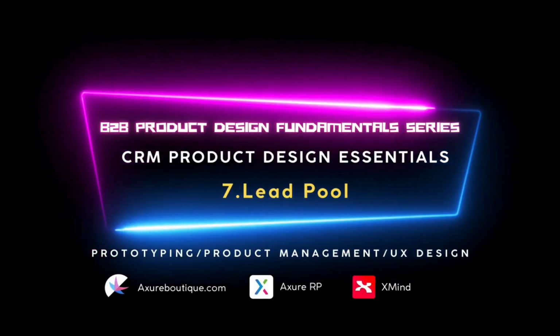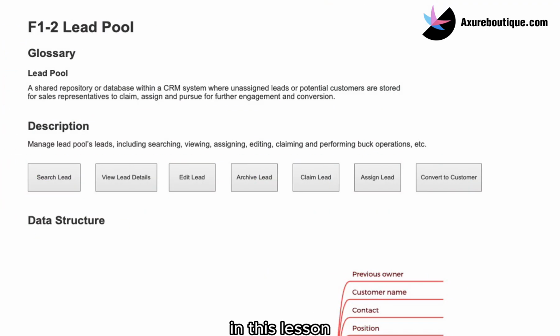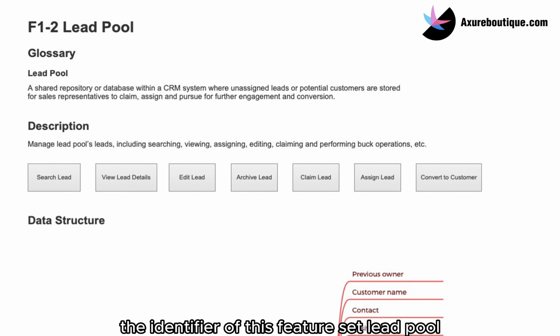In the last lesson, we learned about leads. In this lesson, we will be learning about lead pool. Let's take a look at lead pool. We use F1-2 to represent the identifier of this feature set, lead pool.